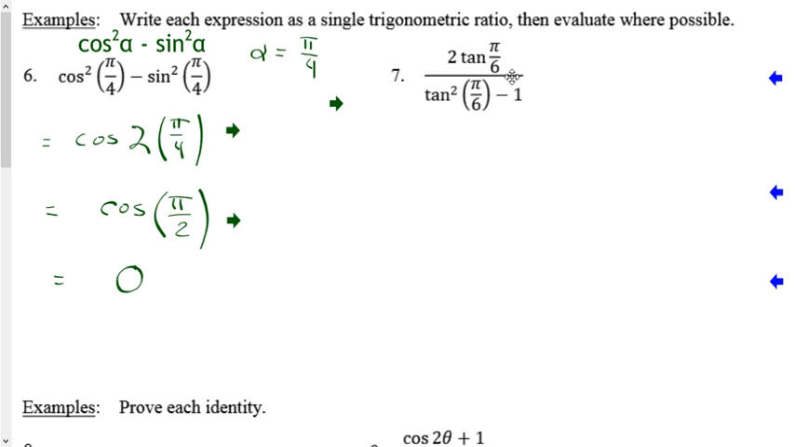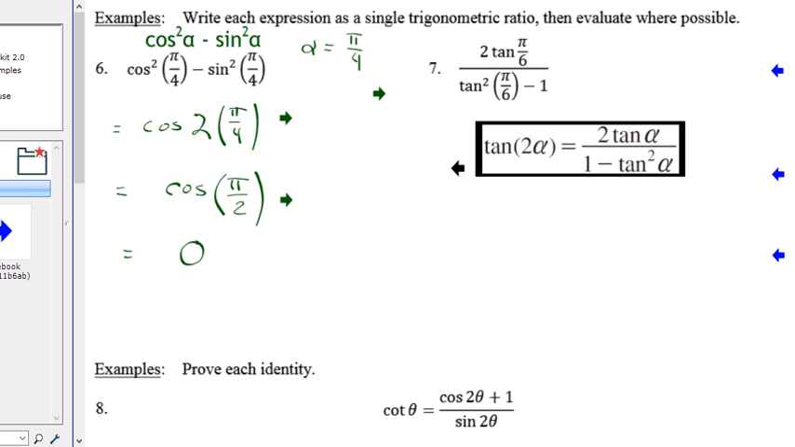Now as I look at this identity, it looks close, but a little bit different. Here's the double angle identity for tangent, and it's close. My numerator, I have 2 tangent of an angle, but in the denominator here I have the tangent squared of the angle minus 1, whereas here I have 1 minus the tangent squared. So I'm going to have to do a little bit of manipulating in order to get it into the form that I want it to have.